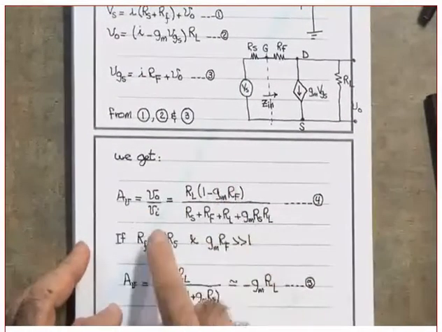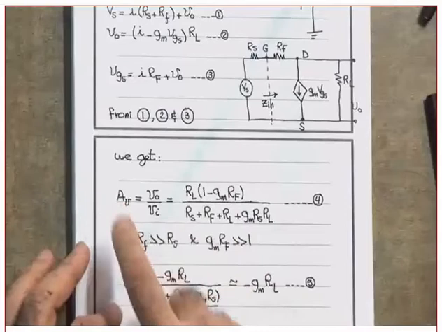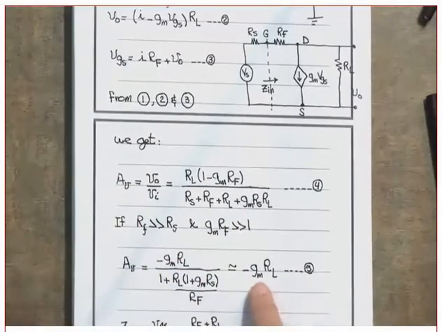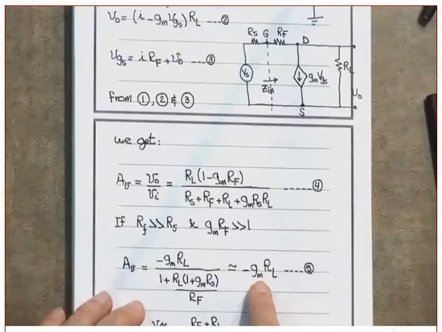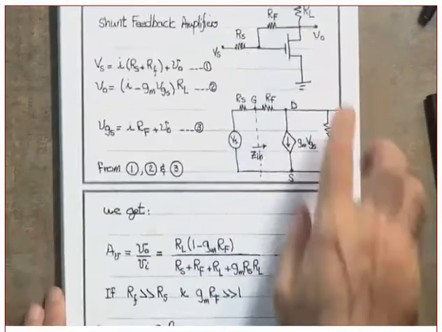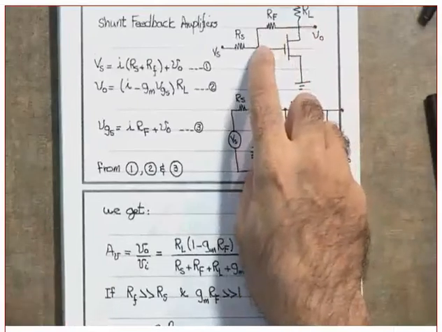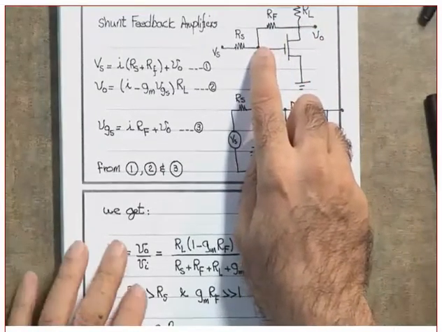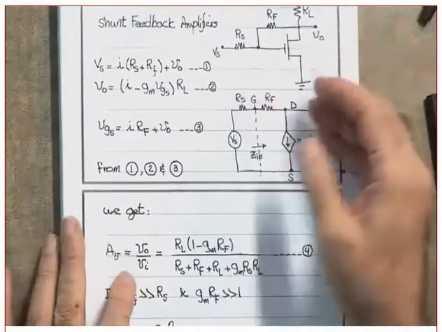What did we find? We found that under certain conditions, the Av, the voltage gain, ended up with minus gm RL, which is the same as the common source with no feedback. What does that mean? It means that the fact that we do have a feedback in here resulted in no degradation in the gain of the amplifier. Clear? One more time.